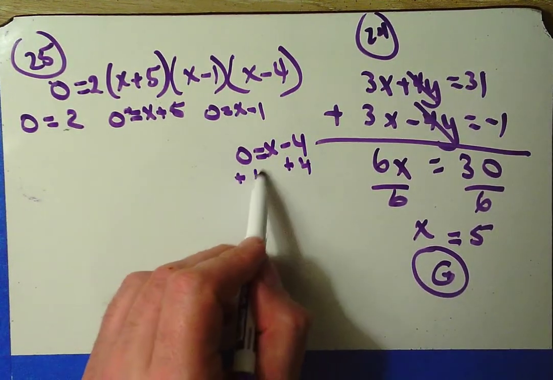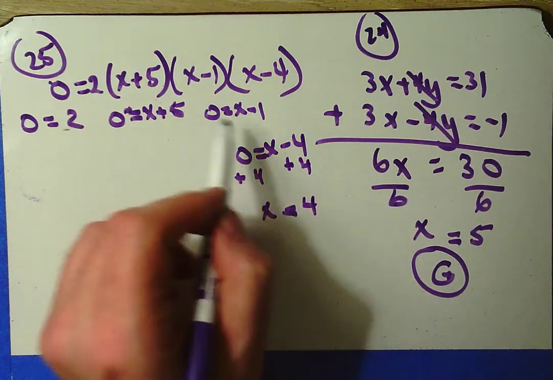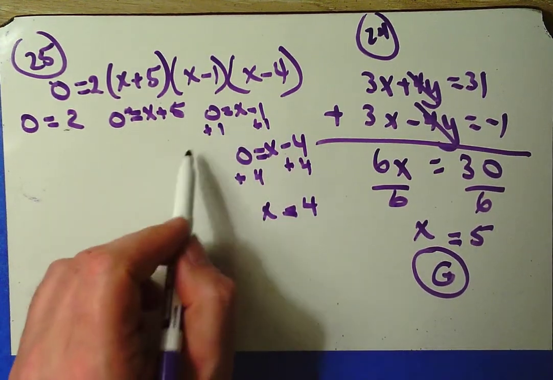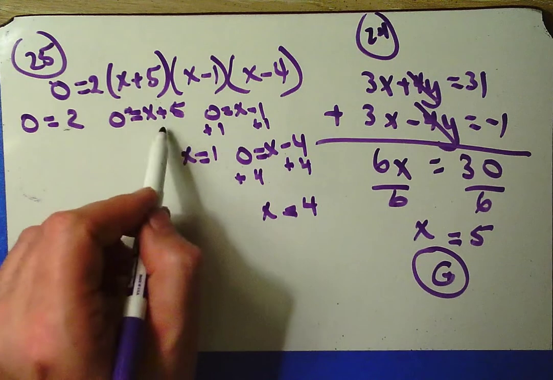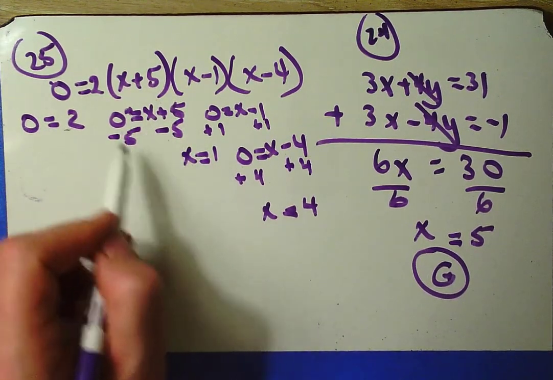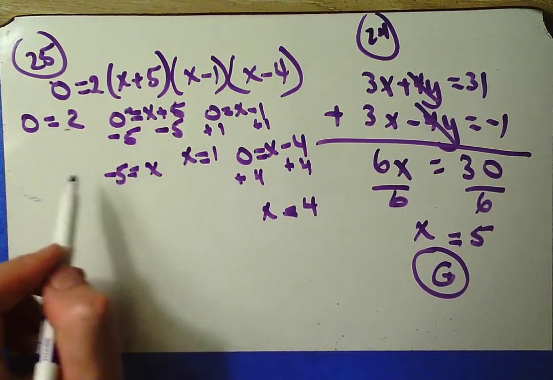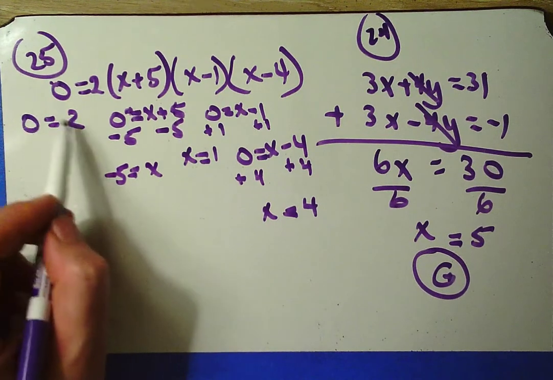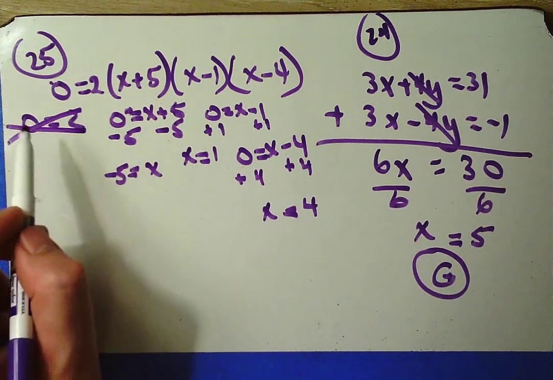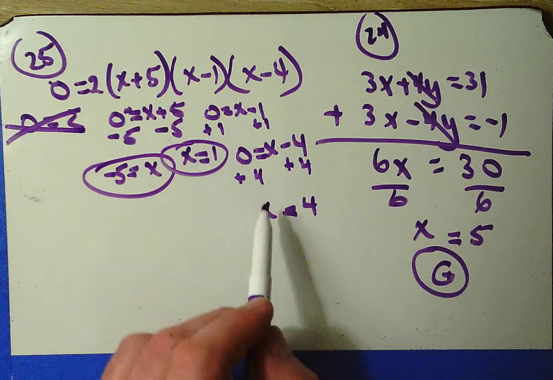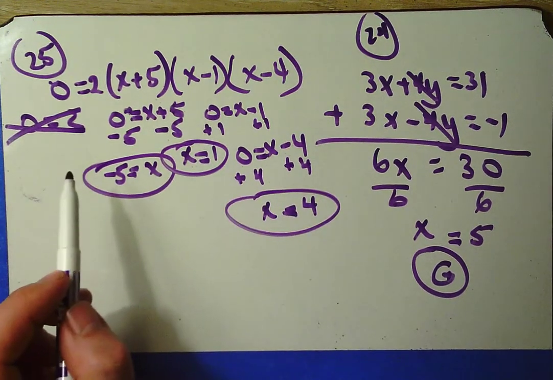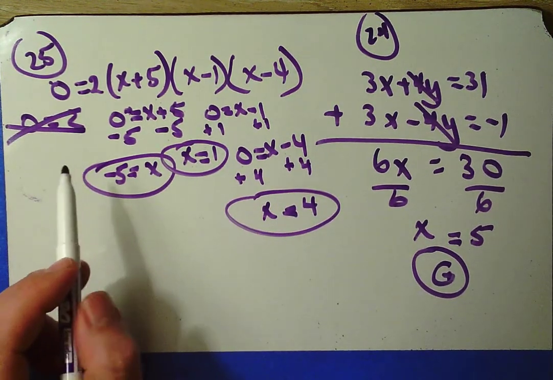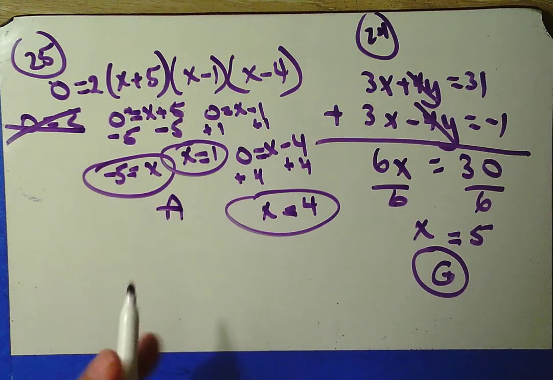I'll add 4 to both sides to get x equals 4. I'll add 1 to both sides to get x equals 1. I'll subtract 5 from both sides to get x equals negative 5. Does 0 equal 2? No, that's that stretching factor again. I've got 3 solutions, and none of them has a 2 in it. So which one is ours? Ours is choice A for number 25.